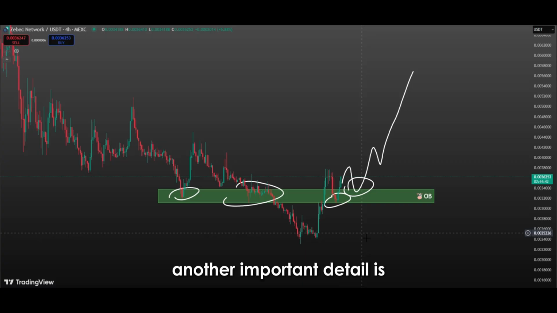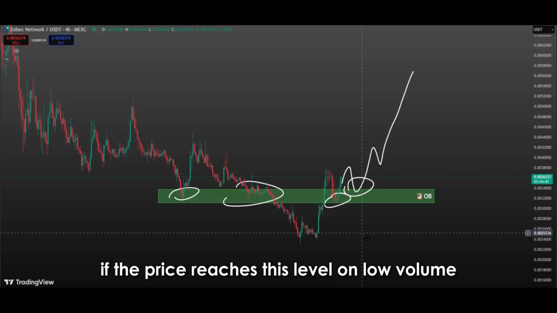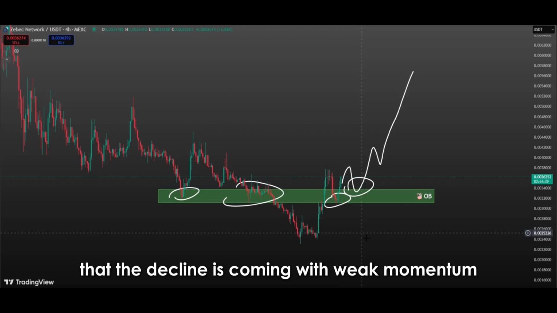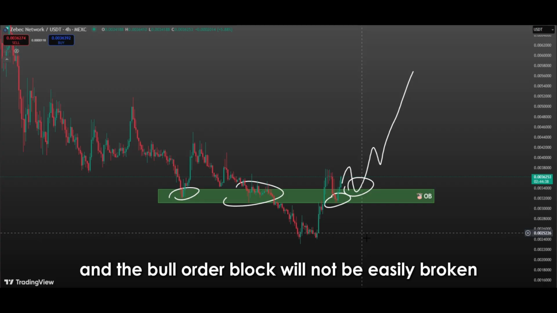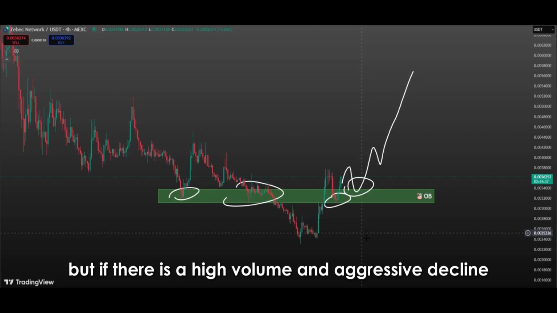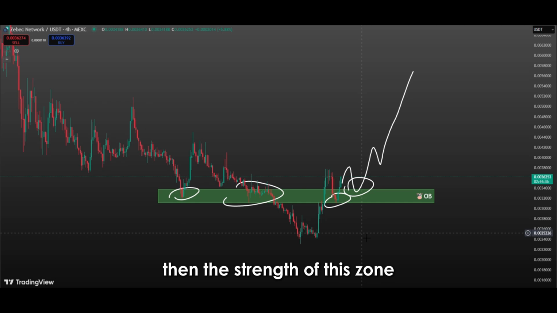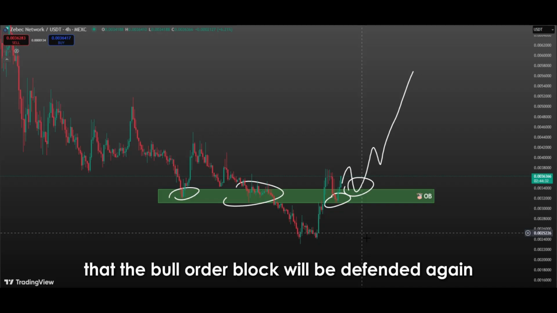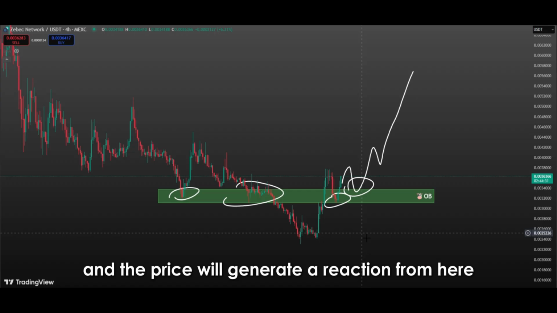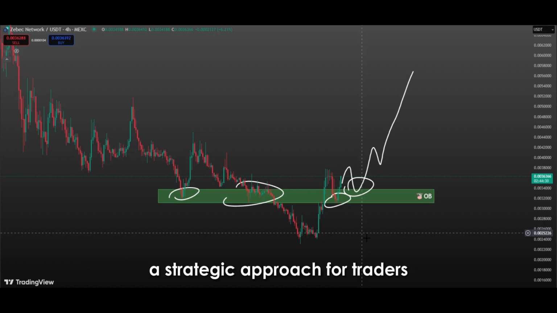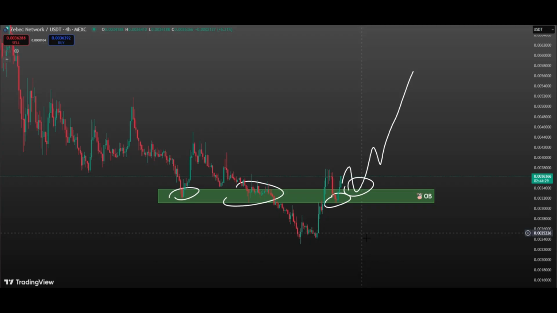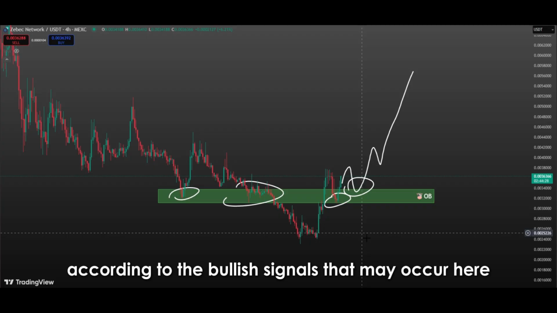Another important detail is how much volume is involved in the decline towards this level. If the price reaches this level on low volume, it suggests that the decline is coming with weak momentum and the bull order block will not be easily broken. But if there is a high volume and aggressive decline, then the strength of this zone can be tested. But in the current structure, it seems that the price is coming to this level on a calm and measured retracement. This raises the possibility that the bull order block will be defended again, and the price will generate a reaction from here. A strategic approach for traders would be to wait for a retest of this level and take a position according to the bullish signals that may occur here.